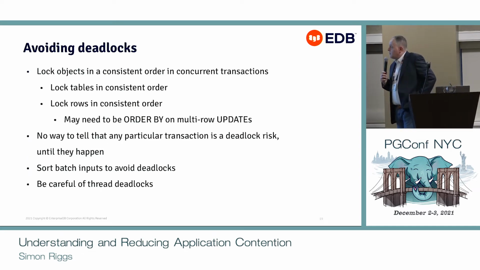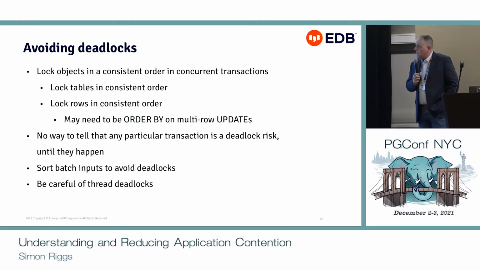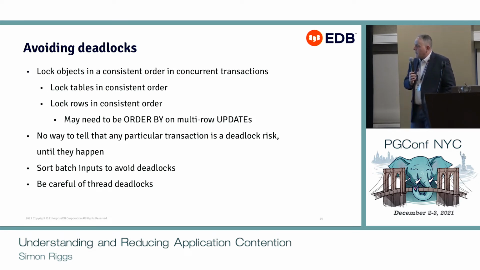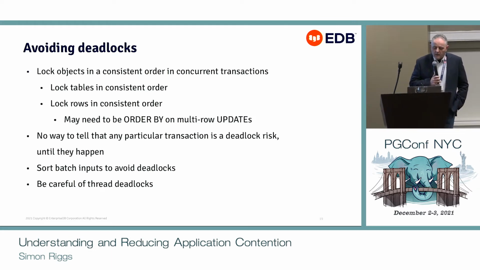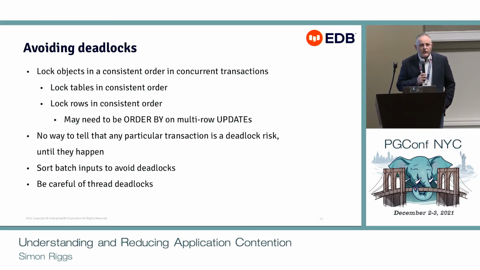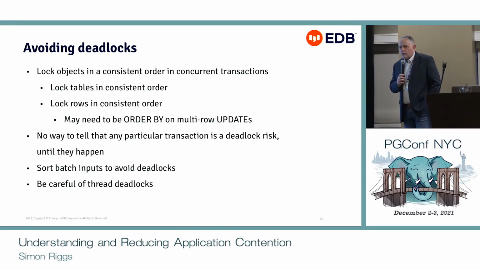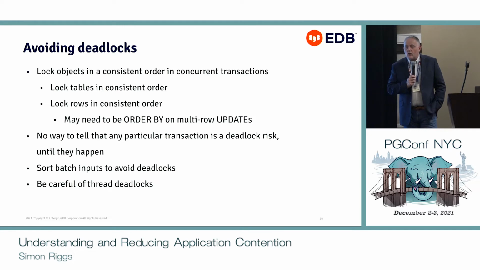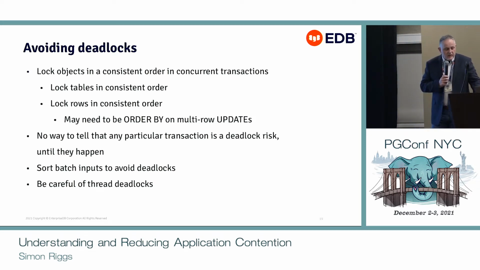In order to avoid deadlocks, you just need to lock the objects in a consistent order, both at table level and at row level. So you might need to add ORDER BYs to some of the queries in order to get that locking to be consistent. There isn't any way to tell that a particular transaction is a deadlock risk. So again, that would be a nice feature. One of the things you might want to do is sort batch inputs as a way of potentially avoiding deadlocks as well. And it's also possible to get into thread deadlocks where you run multiple sessions into the database from a single program, and then you basically deadlock yourself across those sessions. So that's easily done as well.